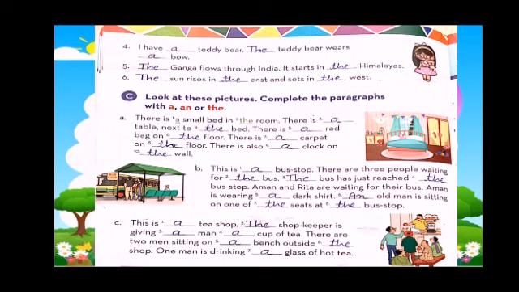C. This is a tea shop. The shopkeeper is giving a man a cup of tea. There are 2 men sitting on a bench outside the shop. One man is drinking a glass of hot tea. Now students, in this way you have to complete the exercise in the textbook.